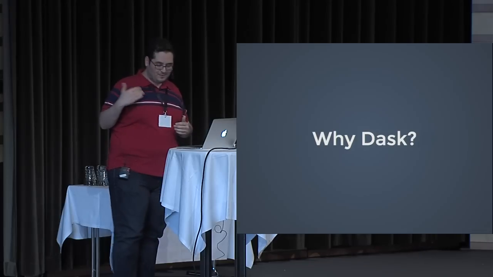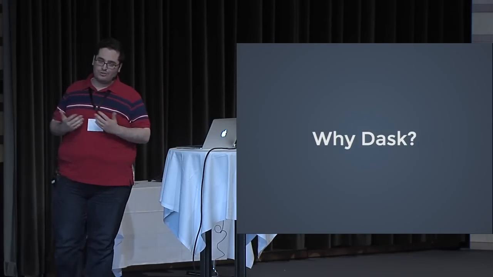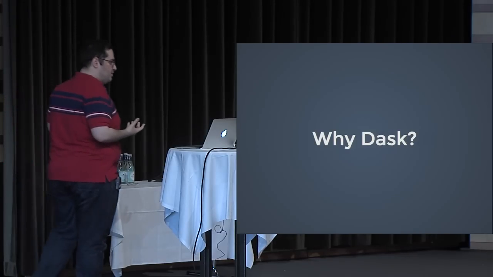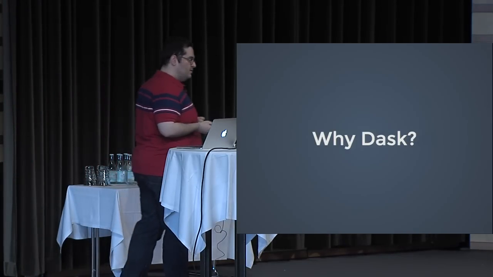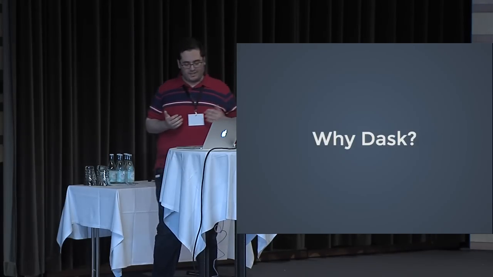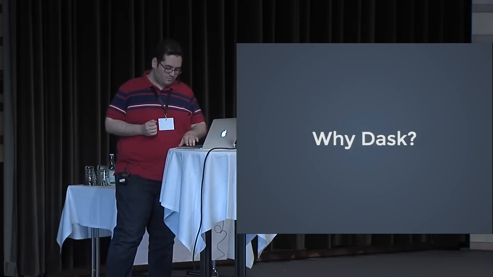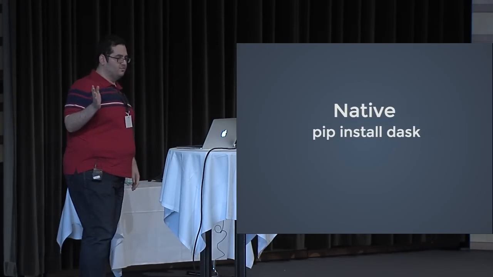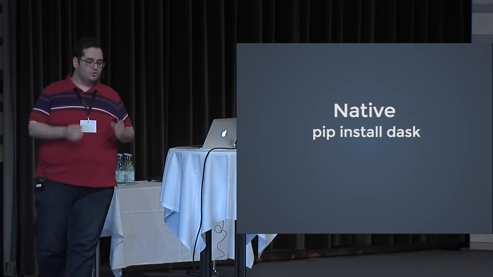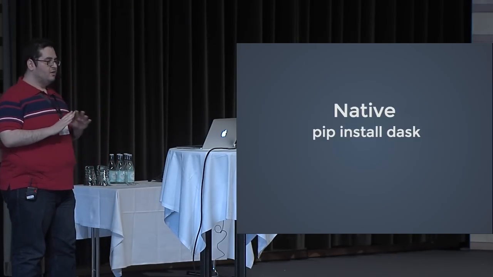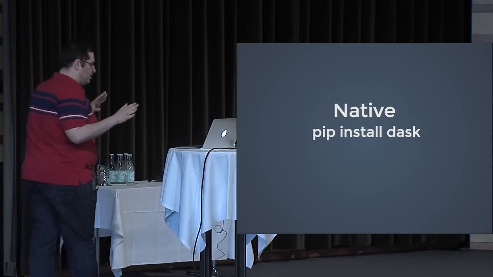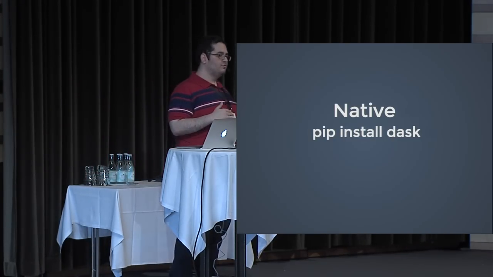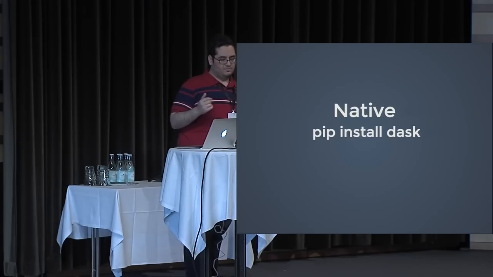But before explaining more what Dask is, I would like to talk about what differentiates Dask from others. Why Dask? Then after that, I will get back to the Dask ecosystem. First of all, it's native, which means it's pip installable. You just write pip install Dask, and you will have it on your machine. There are no dependencies, nothing really. Well, there are Python dependencies, but nothing really out of the Python ecosystem.